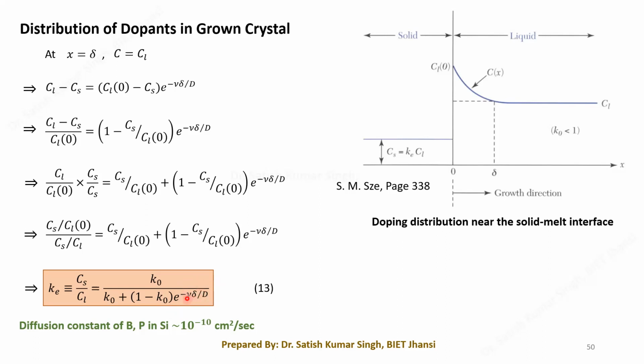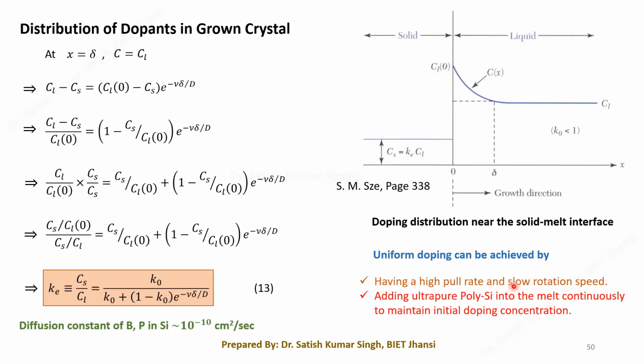Okay, so how to get this k equals to 1? So first thing that we have understood is, to get the uniform doping, how can it be achieved? By having a high pull rate. First of all, we have to have the high pull rate. Now to increase the thickness of the stagnant layer, you remember how the thickness of the stagnant layer will increase, because we know that there is a rotation of your crucible cup and there is a rotation of your pulling shaft, so both are rotating in the opposite direction.